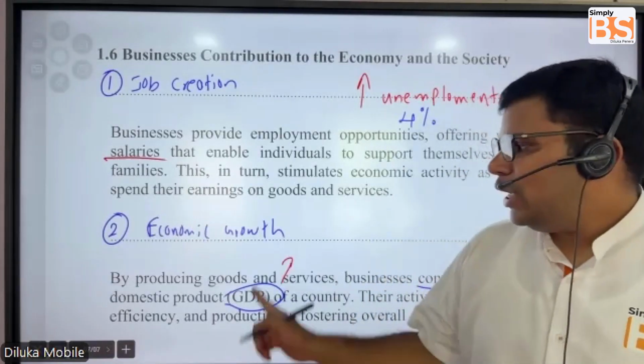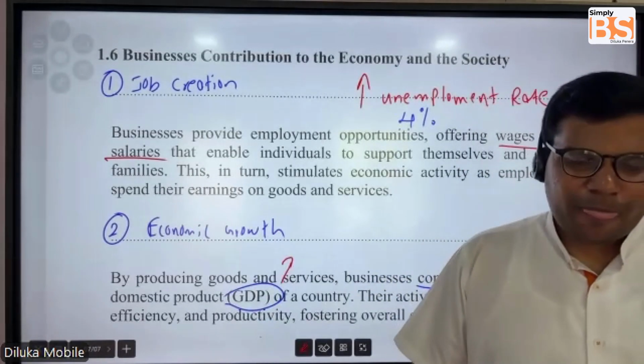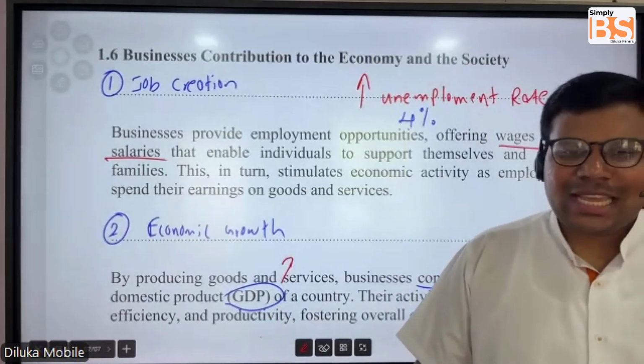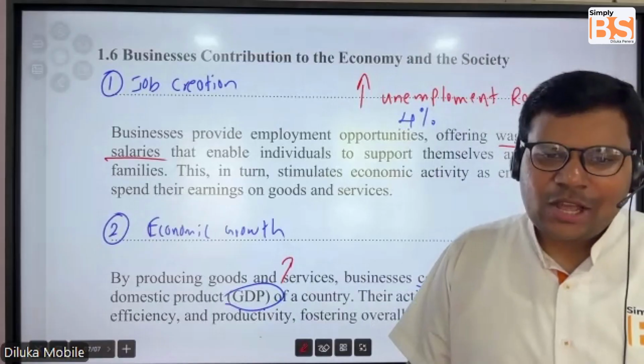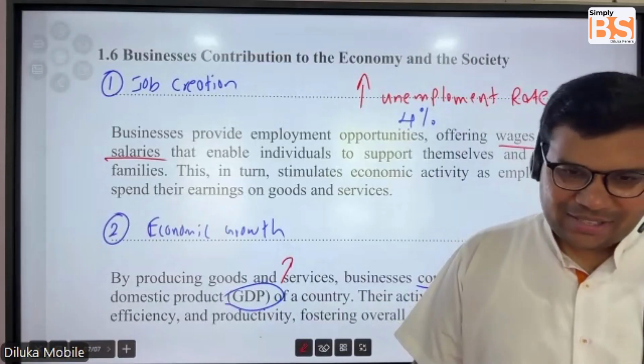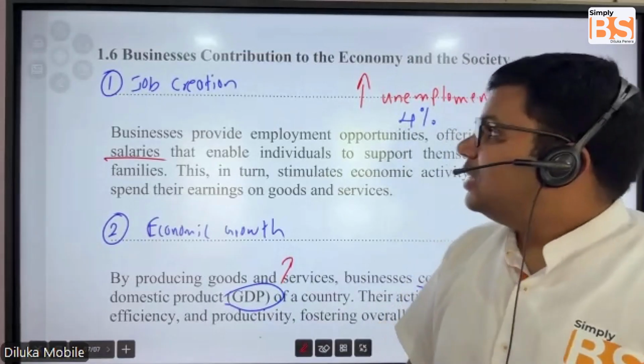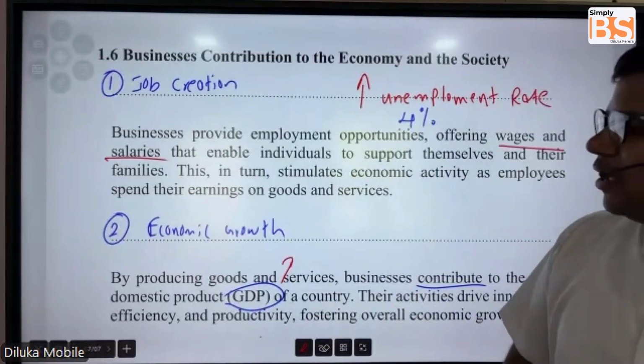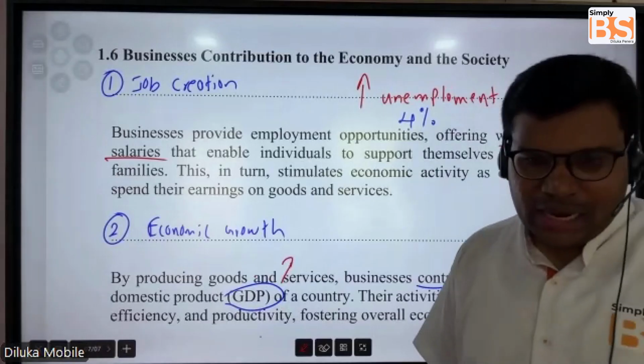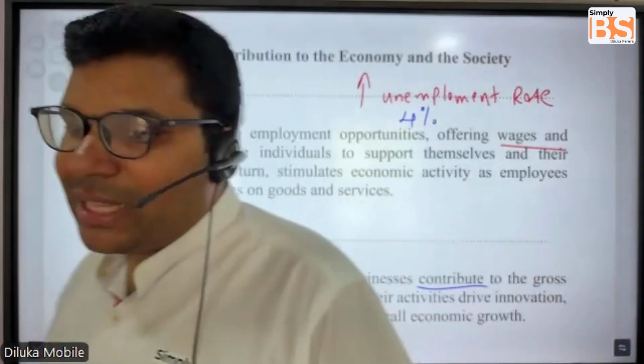Then slowly your economic growth rate will increase, right? Understood? So another contribution will be for economic growth.